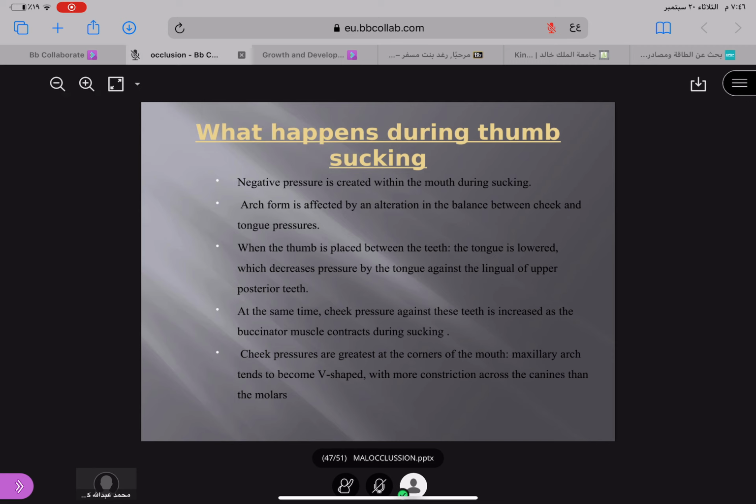When the thumb is placed between the teeth, the tongue is lowered, which decreases pressure by the tongue against the lingual of upper posterior teeth. At the same time, cheek pressure against the teeth is increased. Cheek pressures are greatest at the corners of the mouth. The maxillary arch tends to become V shaped with more constriction across the canines than the molars.